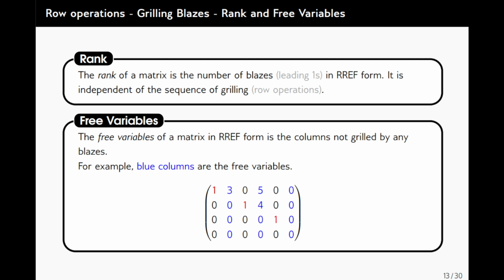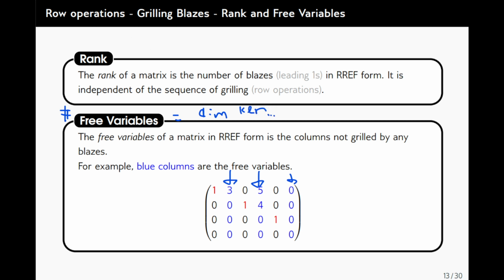Here there are three variables. The columns not grilled are called free variables, because if a column is grilled, then it's not free. You can see the red ones are the places and the blue ones are the free variables. So the rank is three, and the number of free variables is the same as the dimension of the kernel, if you remember. It's a small reminder, but the kernel will be discussed later.